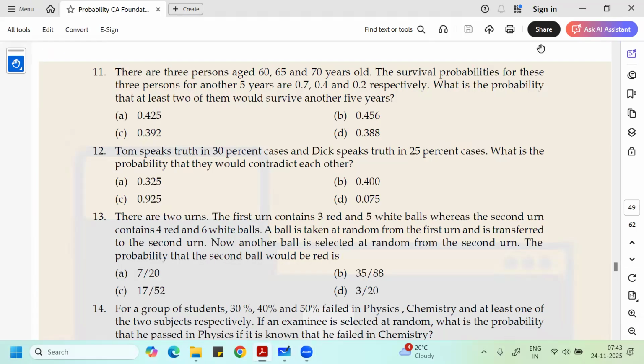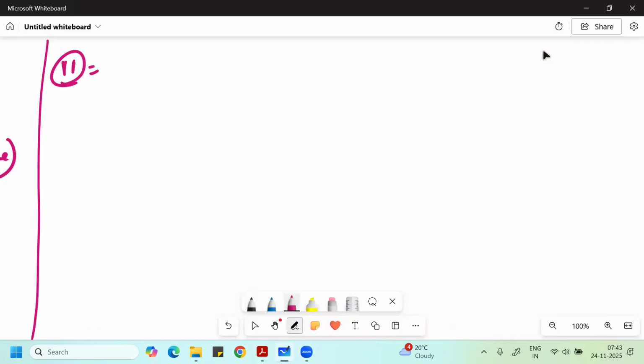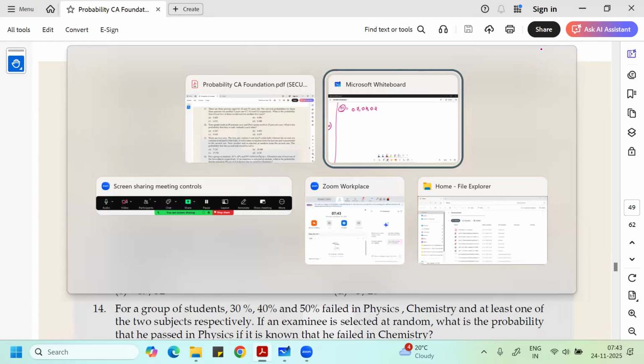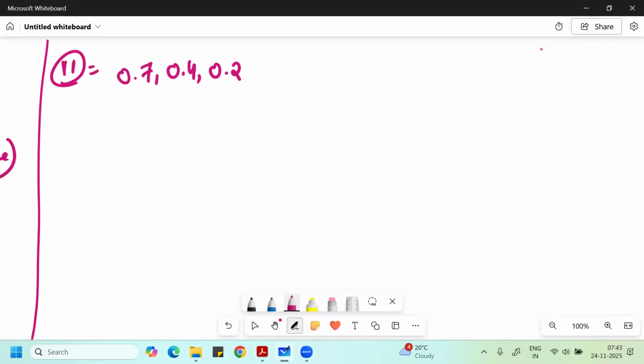Question number 11. There are three persons aged 60, 65, and 70 years. The survival probability for these persons for another 5 years is 0.7, 0.4, and 0.2. What is the probability that at least two of them survive another 5 years? So at least is what they're asking.